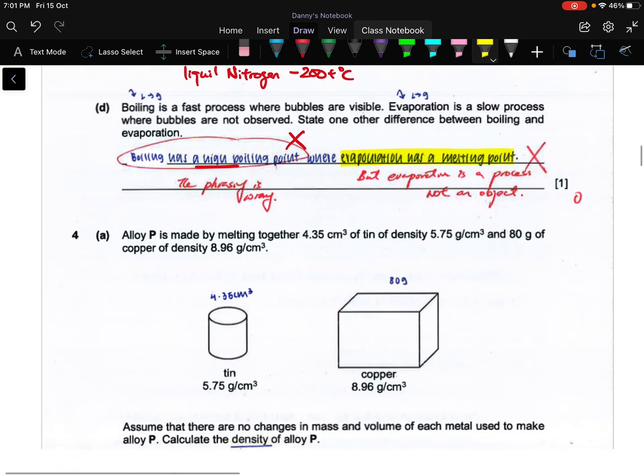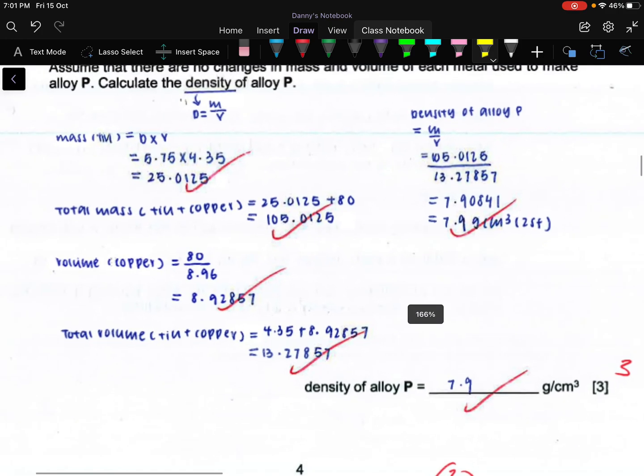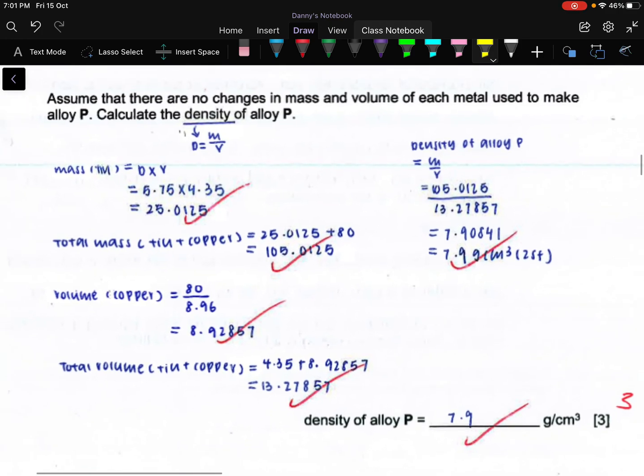Okay, for 4A, I'm pretty happy about her. You can see that there's a very clear and neat presentation. I can see how she thinks. She has used the right formula, right? And she has identified what this number is about. And you can see that she used the full form, so there's no transcription error.